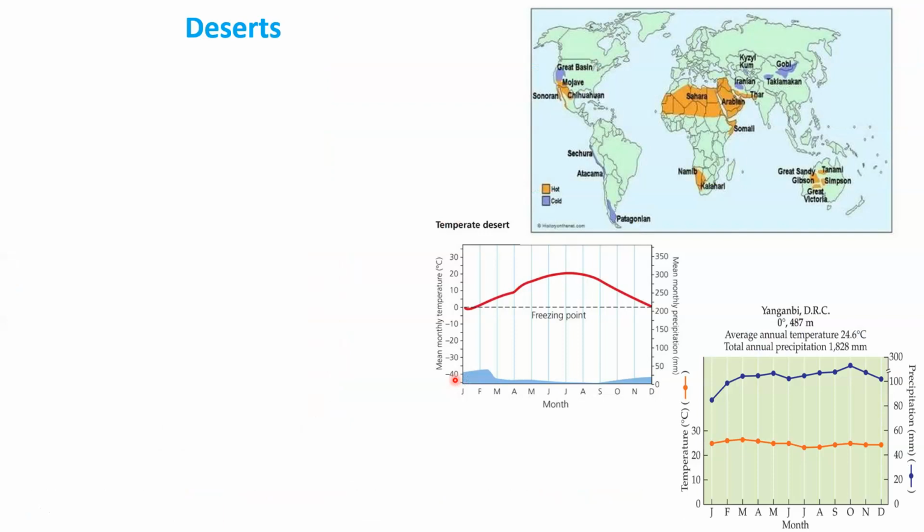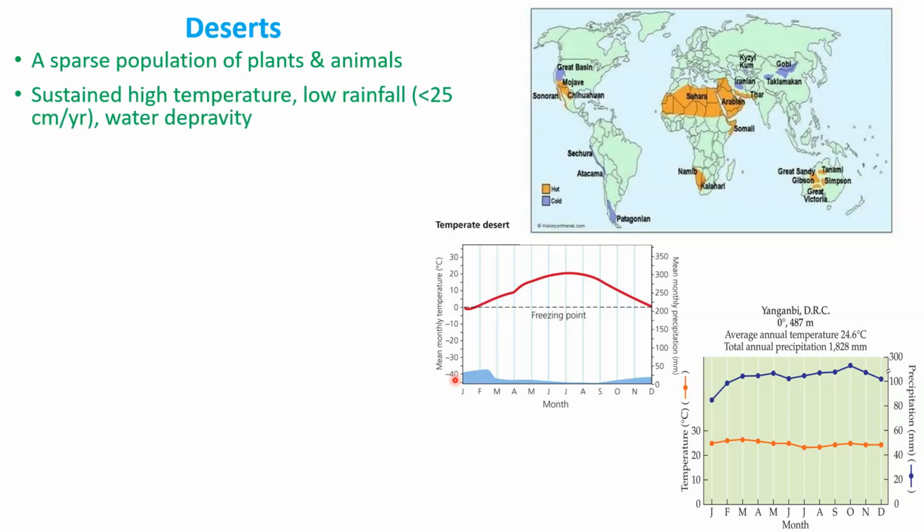Now let's talk about another biome, deserts. Very sparse in terms of plant life and animal life, right? Relatively lower in diversity, lower in density. The rainfall they receive is quite low.